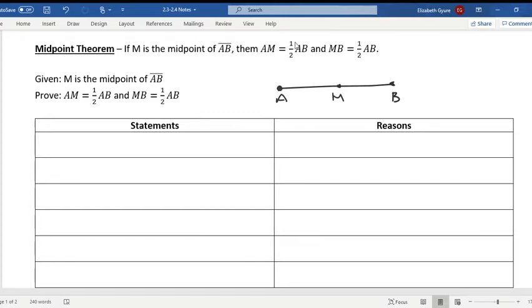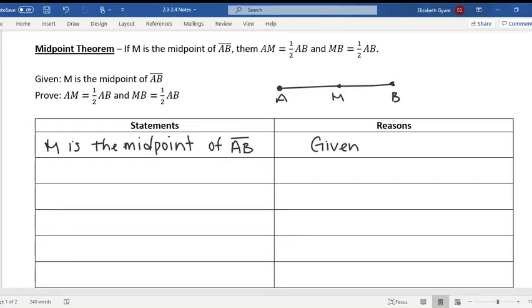Okay. Remember, our first statement is always the given. So M is the midpoint of segment AB. How do we know that information? It was given to us. And then our last statement is always what we are trying to prove, which with this one, I'm going to hold off on writing, because it's going to look a little bit different with this one.